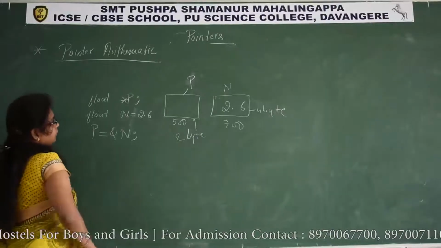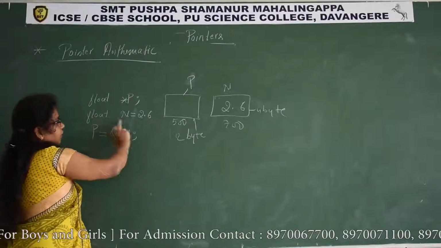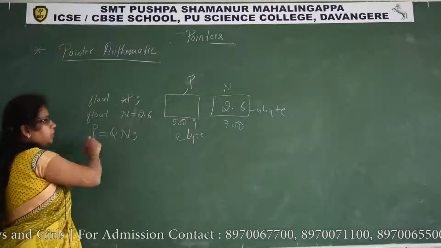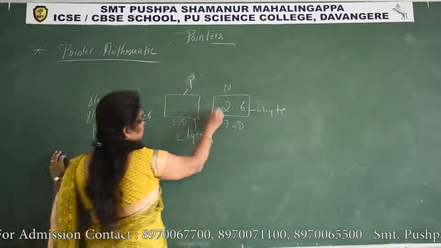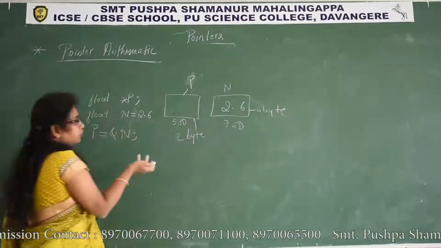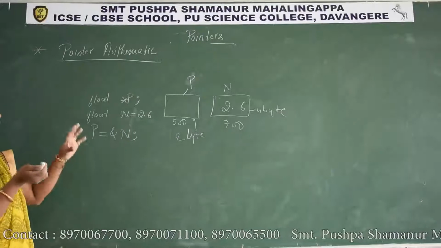Now I can operate. Now I can perform certain operations on n using p. Unless you generate a link between this pointer and this variable, we cannot perform operations on n using p.